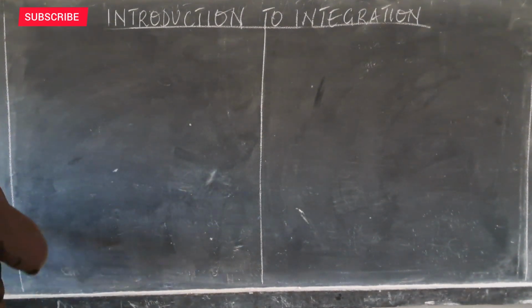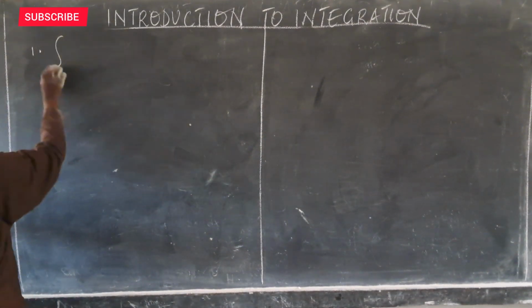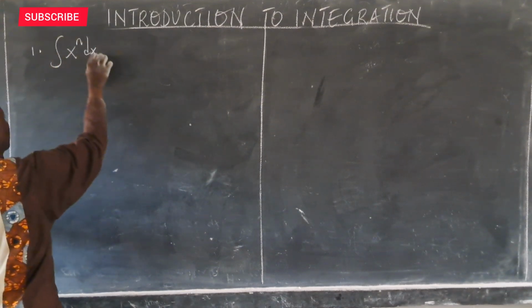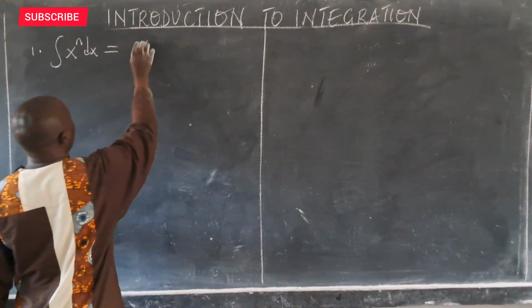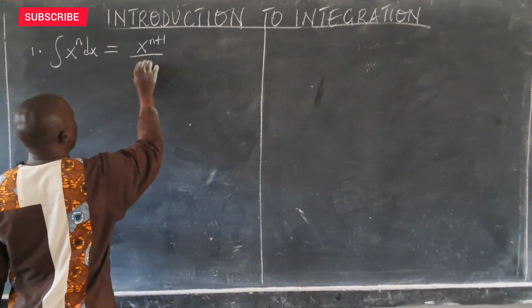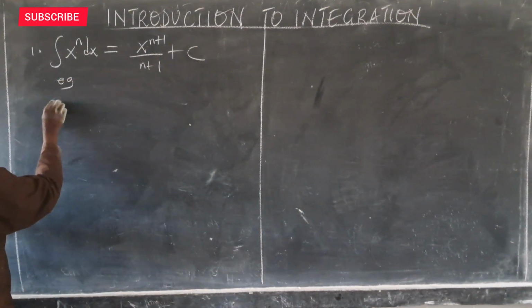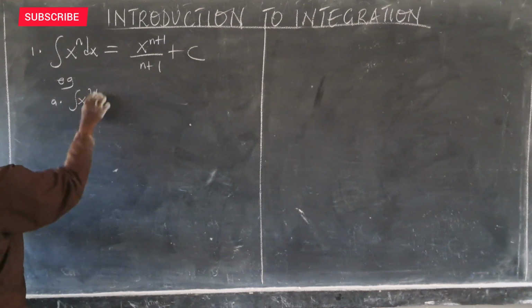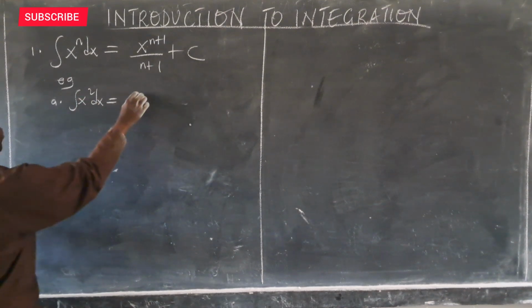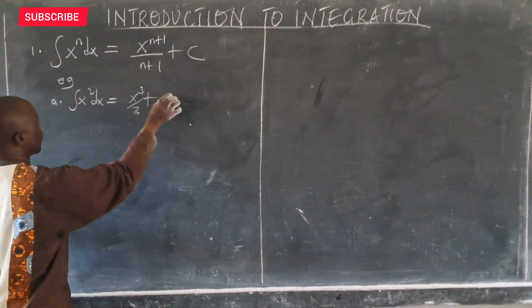integration techniques here. So let's say you are integrating x to the power n dx here. So this one, if you integrate it, will be x raised to the power n plus 1 divided by the result, plus a constant. So for example, say you are integrating x squared dx. In fact, you are going to get x cubed over 3 plus a constant.